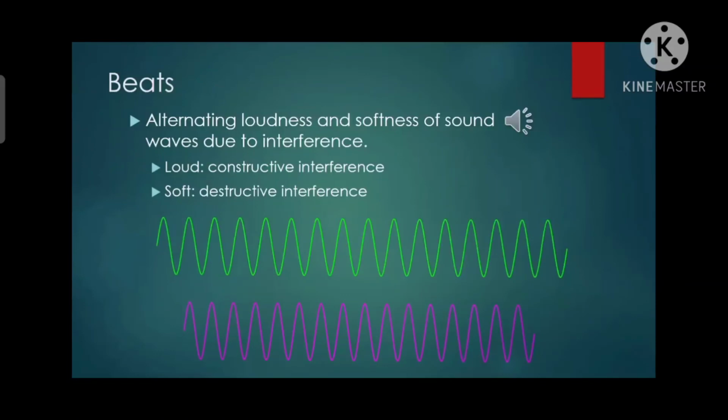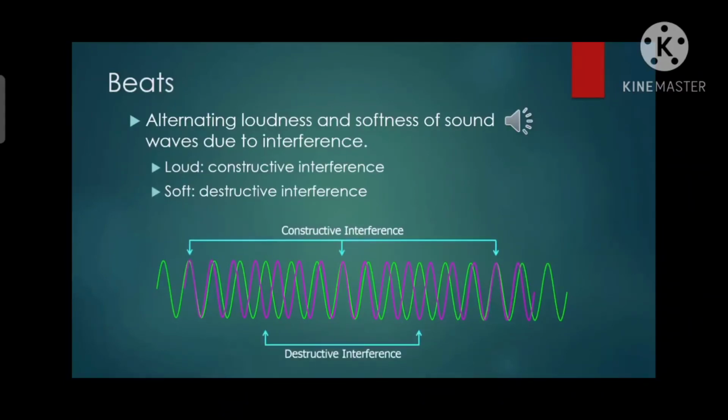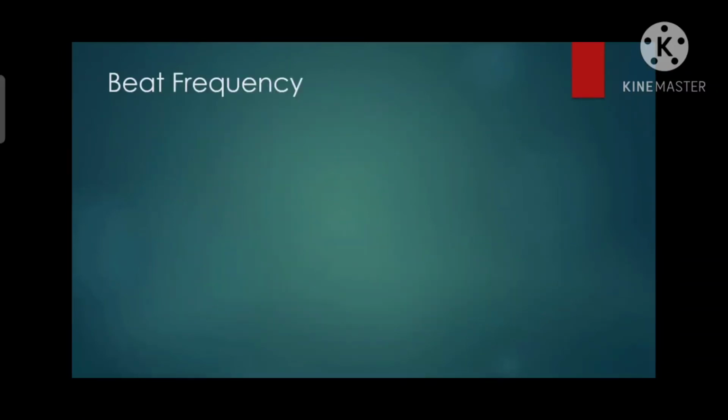Here's a visual example. There's a green wave and a pink wave that look pretty similar, but if we overlap them, we can see that their wavelengths, their frequencies, are slightly different. At these places the two waves would interfere constructively, causing the louder part of the sound. At these places the waves would interfere destructively, causing the quieter part of the sound.